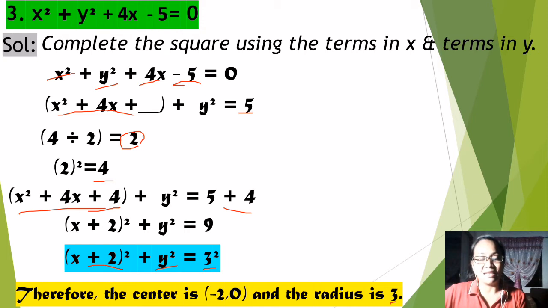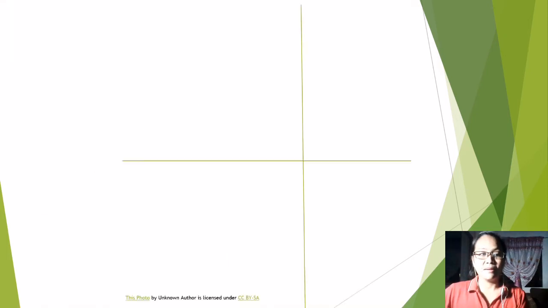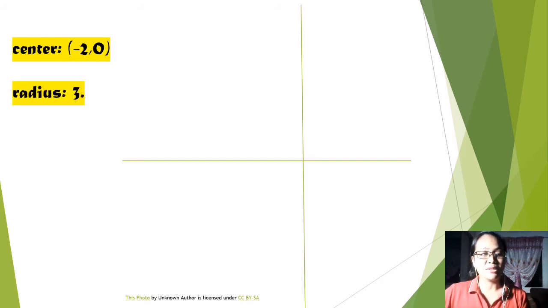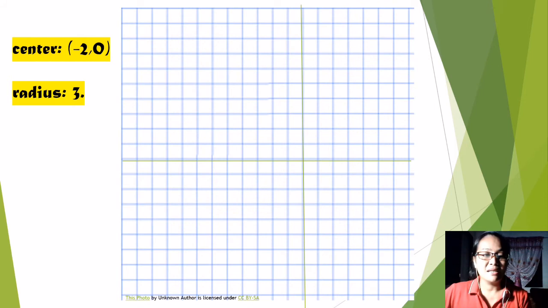So next, ay igagraph na natin siya in a Cartesian plane. So for our center, negative 2 and 0, and for our radius, we have 3. So in our Cartesian plane, we need to locate first the center of it. So ang center ng Cartesian plane natin ay ito, since ito ang ating x-axis, and ito naman ang ating y-axis. So, ang center ay negative 2 going to the left from the center point or point of origin. So we have 1, 2, and our y is 0, so just here.